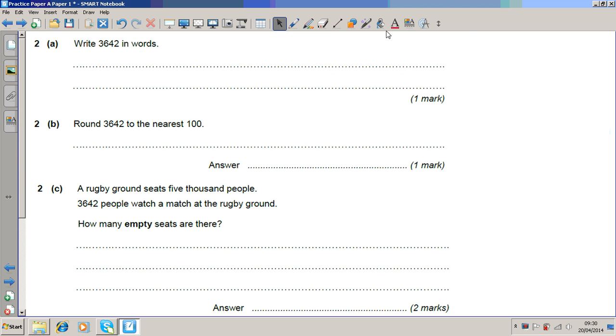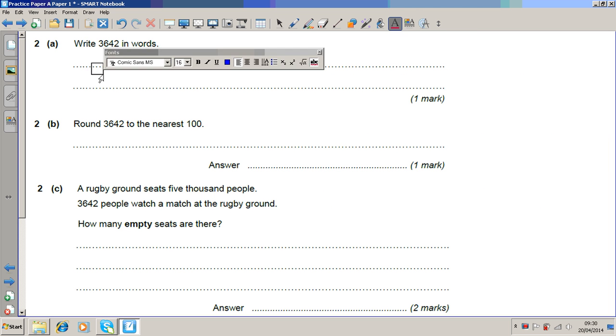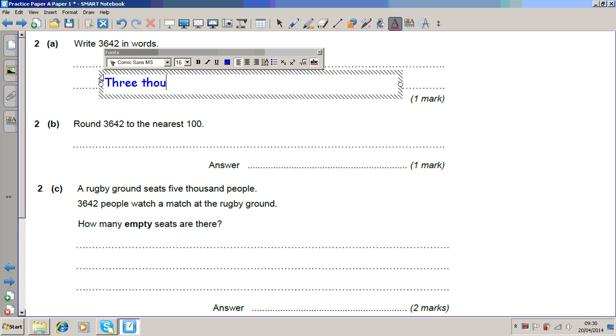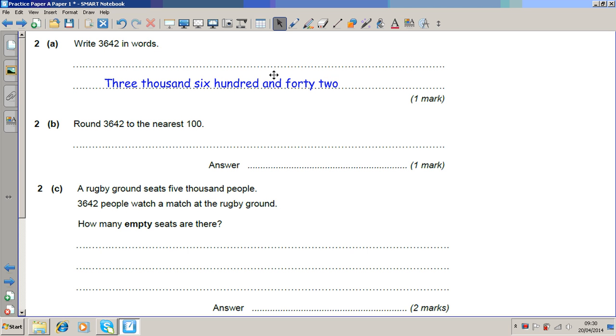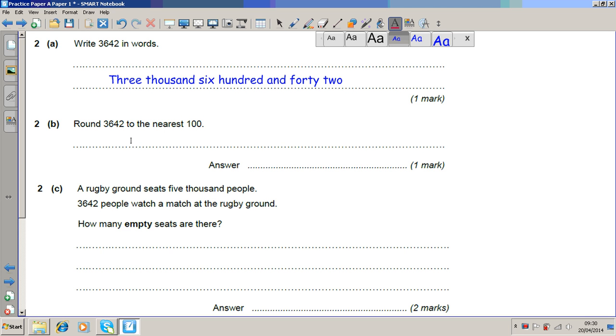Right, 3,642 in words. 3,642. Round 3,642 to the nearest 100. Okay, so is it nearer to 3,600 or 3,700? Well, it's nearer to 3,600. So that's the answer.